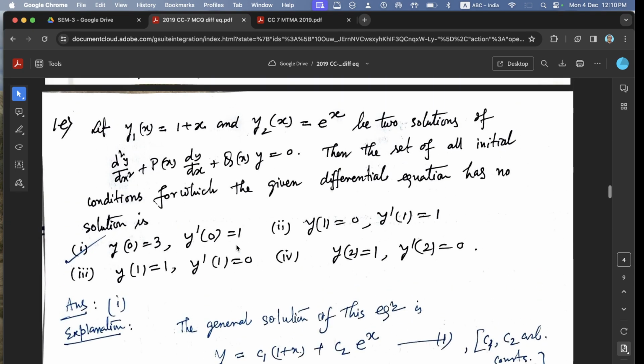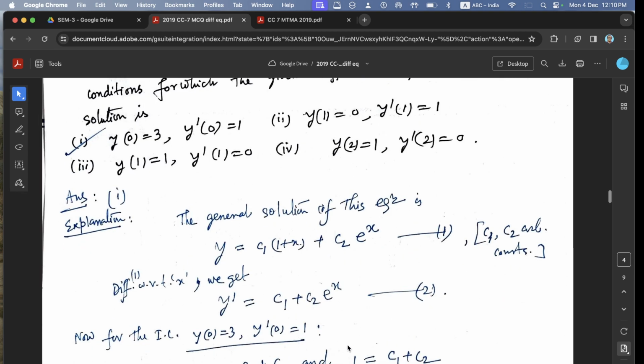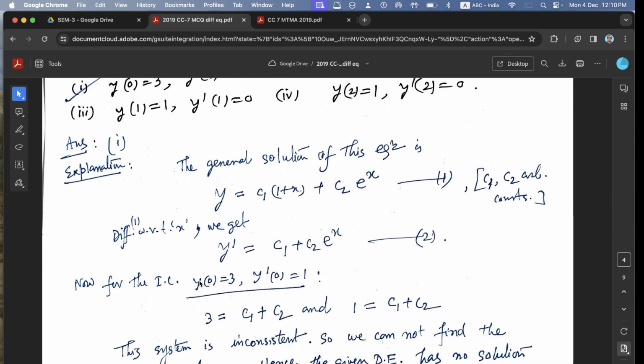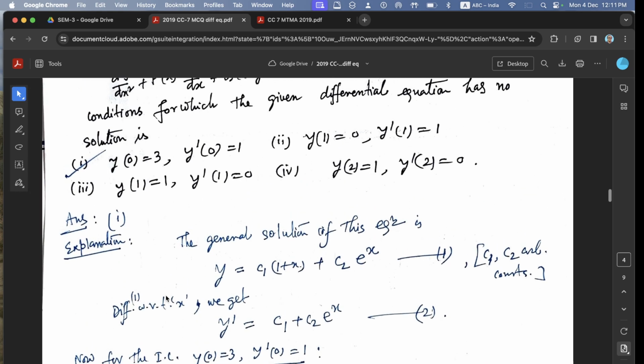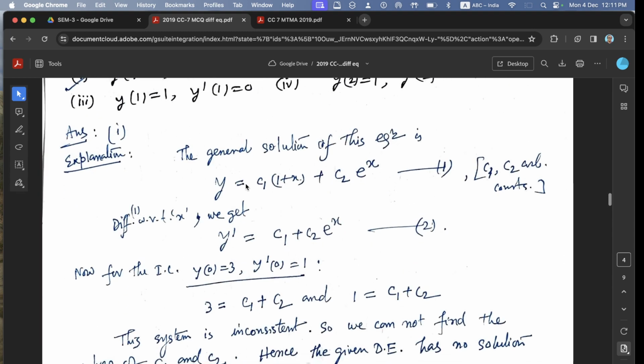Here the general solution of this equation, obviously, is y equal to c1 y1(x) plus c2 y2(x). Here y1 is 1 plus x and y2 is equal to e to the power x, where c1, c2 are arbitrary constants. Now differentiating 1 with respect to x, we get y dash equal to c1 plus c2 e to the power x. And for the first initial condition, y(0) equal to 3, y dash (0) equal to 1.